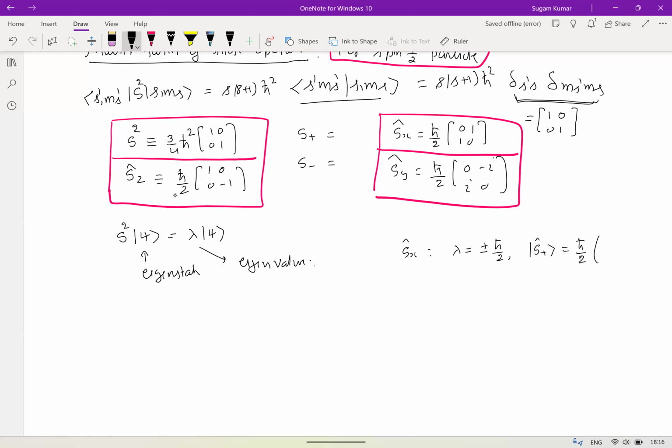Oh, sorry, that is going to be 1 by root 2, (1, 1). And the other will be Sx negative, 1 by root 2, (1, minus 1).